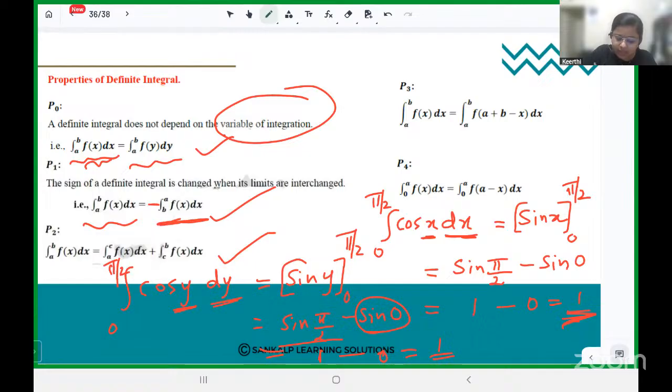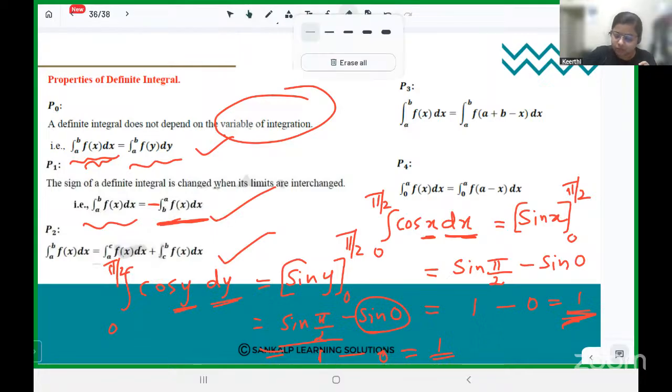So here you can see that the limit is interchanged, right? So a became b and b became a. Okay, so what is the difference here? There is a difference of minus. Integral a to b f of x dx is equal to minus integral b to a f of x dx. All right, this is the second property.